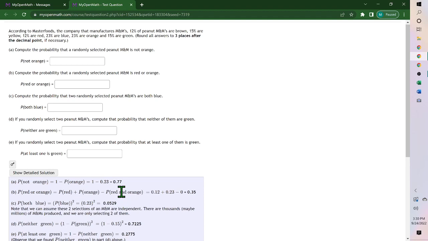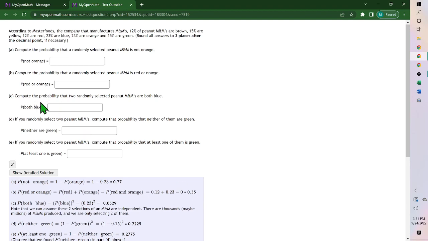Now, that's not a possibility. Red and orange will not overlap. It's either a red M&M or an orange M&M. So in this case, you're subtracting 0. But if there was an overlap, then you're adding it into both of them and you need to subtract one out. So if you take the probability of red plus the probability of orange, you'll get 0.35.